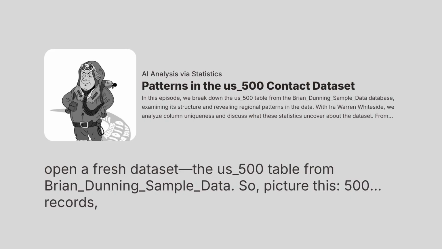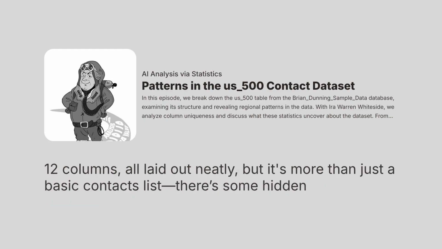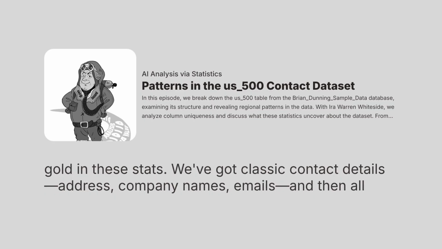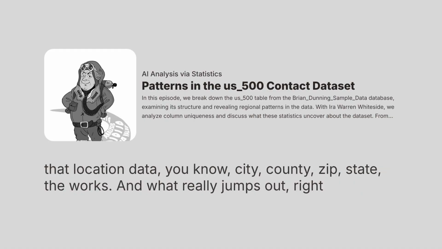Today we're cracking open a fresh data set, the US_500 table from Brian Dunning's sample data. So picture this, 500 records, 12 columns, all laid out neatly, but it's more than just a basic contacts list. There's some hidden gold in these stats. We've got classic contact details, address, company names, emails, and then all that location data. City, county, zip, state, the works.